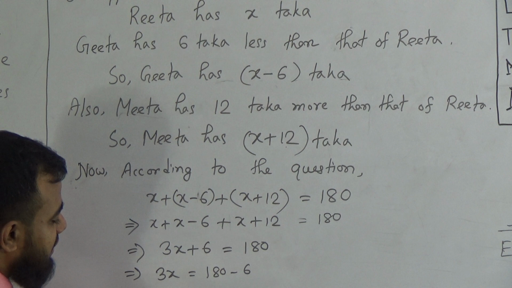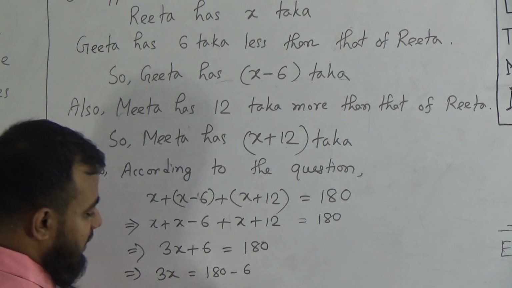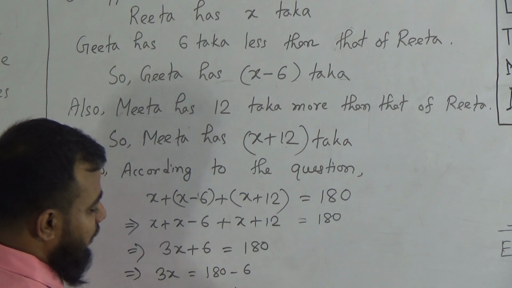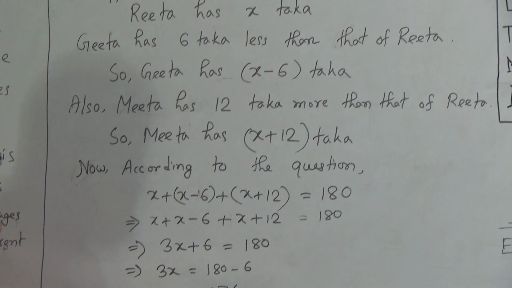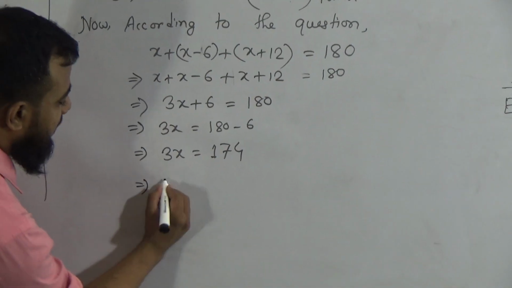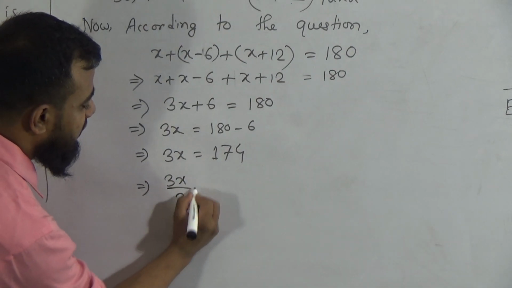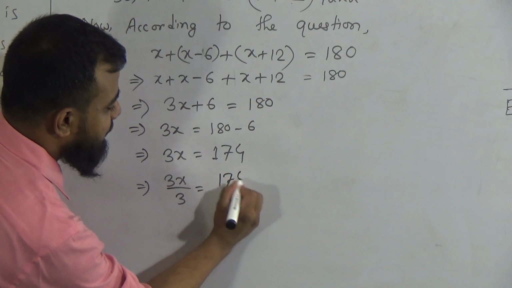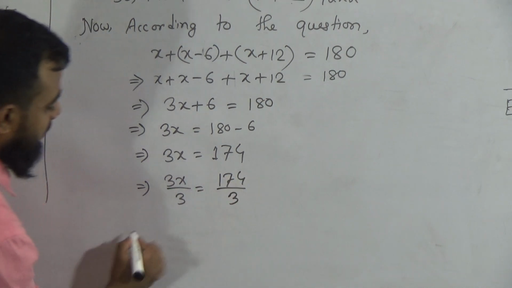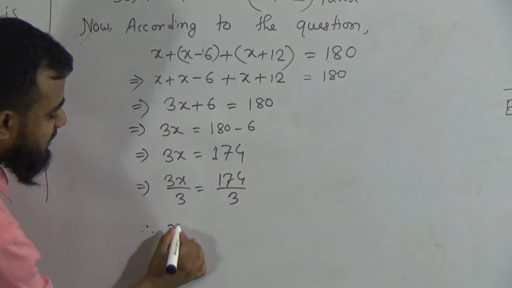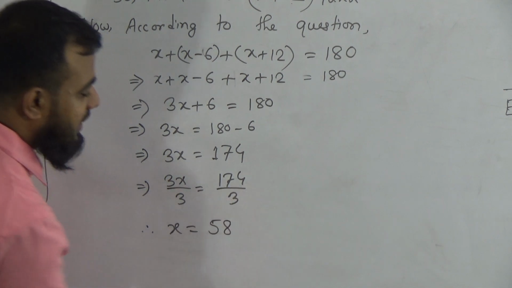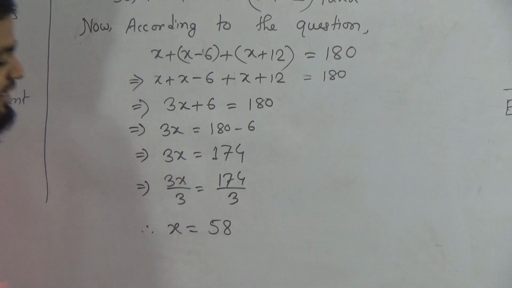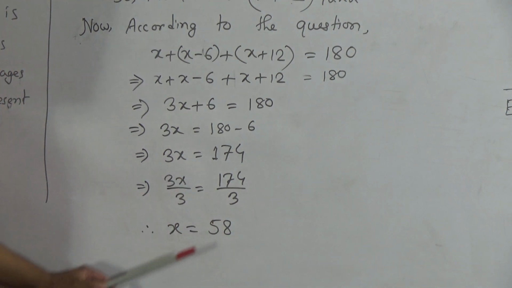Now it's a simple subtraction. Thrice x equal to 174. Now we need to find out the value of x. That's why we need to omit this 3. To omit this 3, we need to divide both sides by 3. Then we will get thrice x by 3 equal to 174 by 3. Therefore x is equal to 58. If we divide 174 by 3, we will get 58. That means x equals 58.